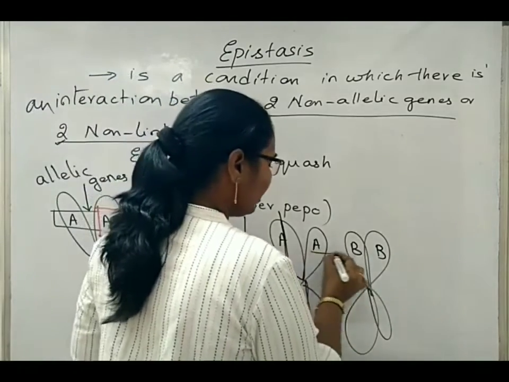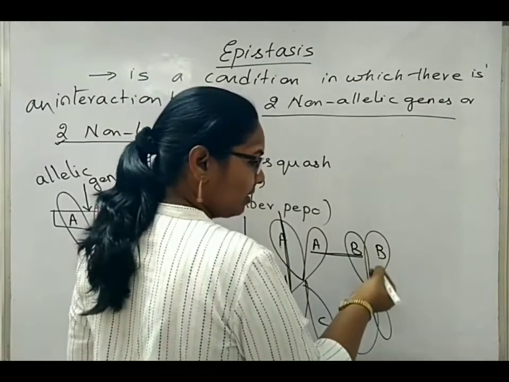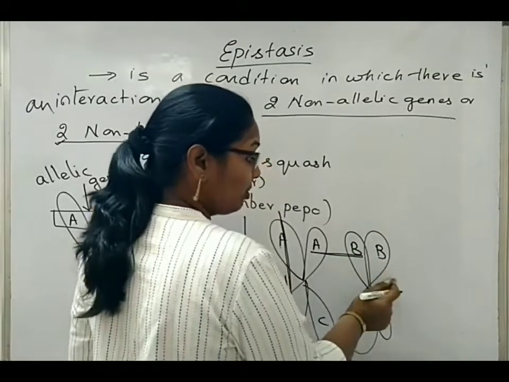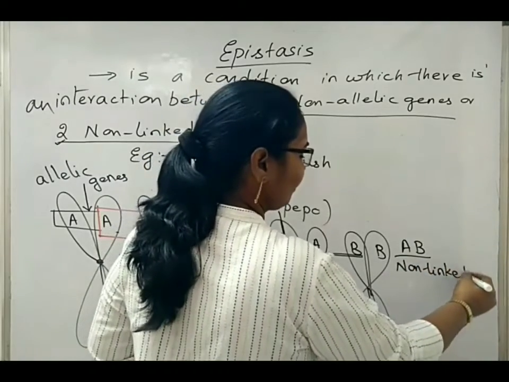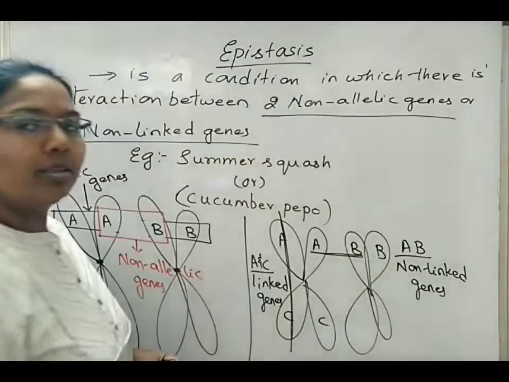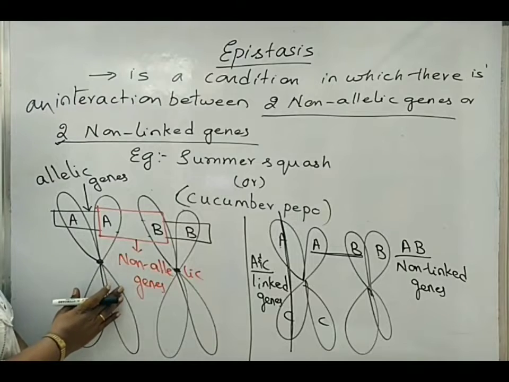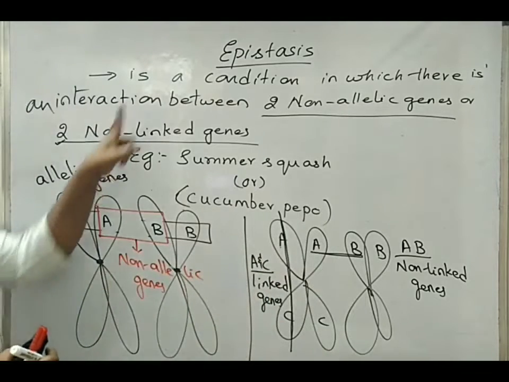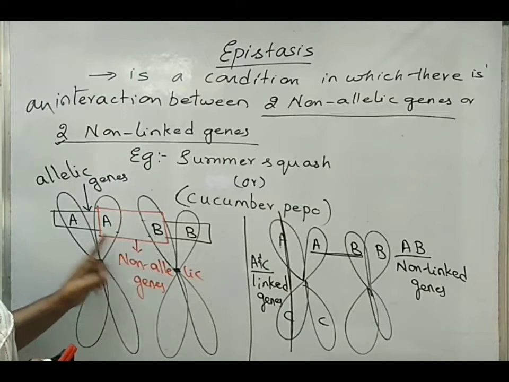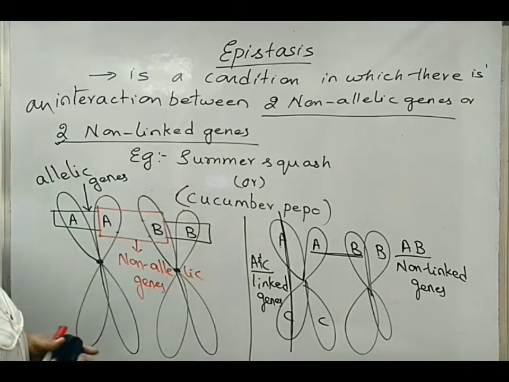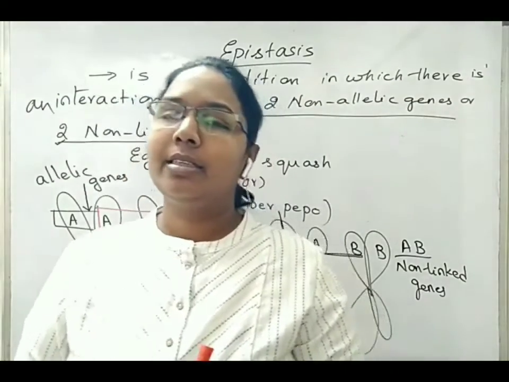Now, this A and the other dominant form, or recessive form, of another allele of a gene on another chromosome, A and B, are called non-linked genes or non-linked allele forms. I think by this definition you understood what is meant by allelic form and non-allelic form. So, in case of epistasis, there is an interaction between non-allelic forms of genes. Now, the example is summer squash. Epistasis exists as dominant epistasis and recessive epistasis.